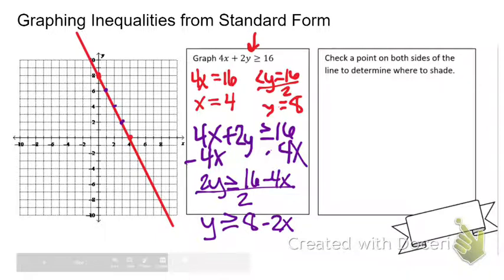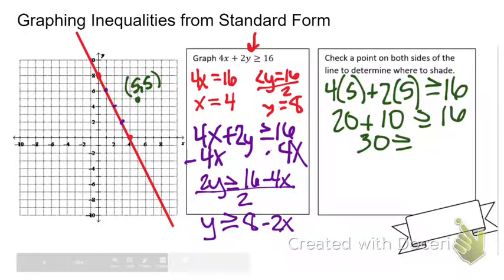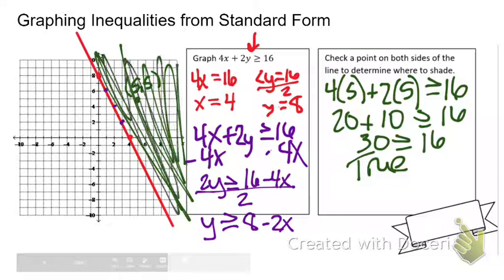Now, looking for a point to shade, since it's greater than or equal to, I would start by checking above. I'm going to go with 5, 5. I like for x and y to be the same value because then I don't have to worry about which one's which. So 4 times 5 plus 2 times 5 is greater than or equal to 16, and we want to see if this is true. So 20 plus 10, is that greater than or equal to 16? Well, 30 is greater than or equal to 16. Yes, that is true. And so I would want to shade the side where 5, 5 was.